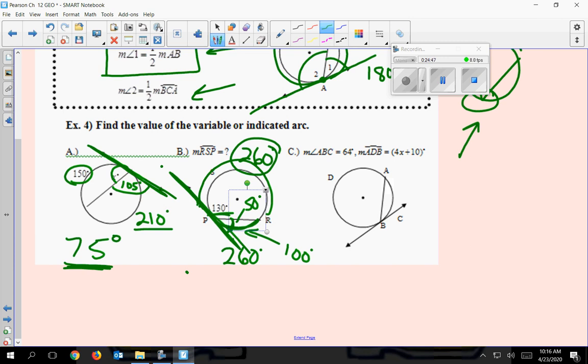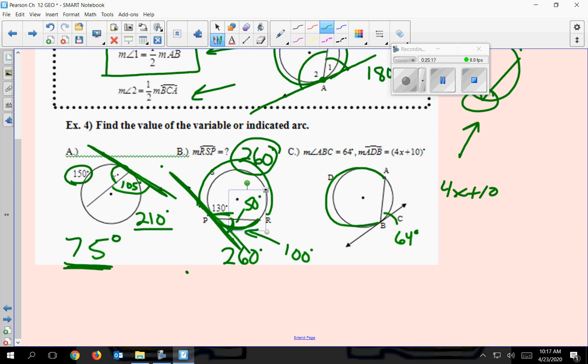All right, let's go over here. Let's label this C. Angle ABC is 64 degrees. And they want me to get arc ADB. And they tell me that it's 4x plus 10. Oh my gosh, I'm not sure what I'm supposed to do with this, okay? But let's think of this. And there's different ways I could do this problem too, okay?